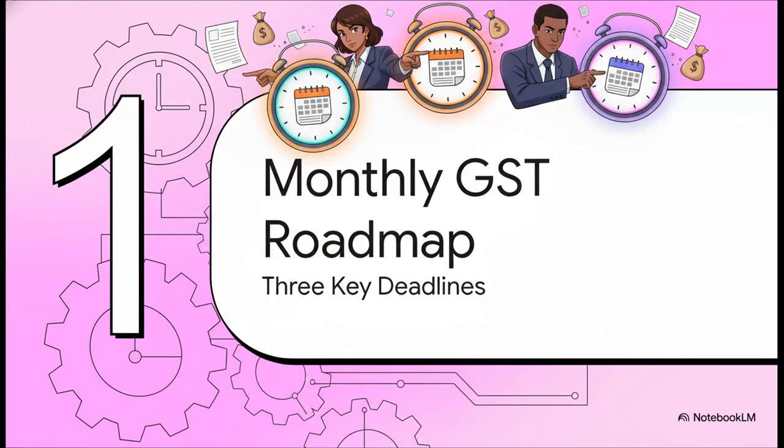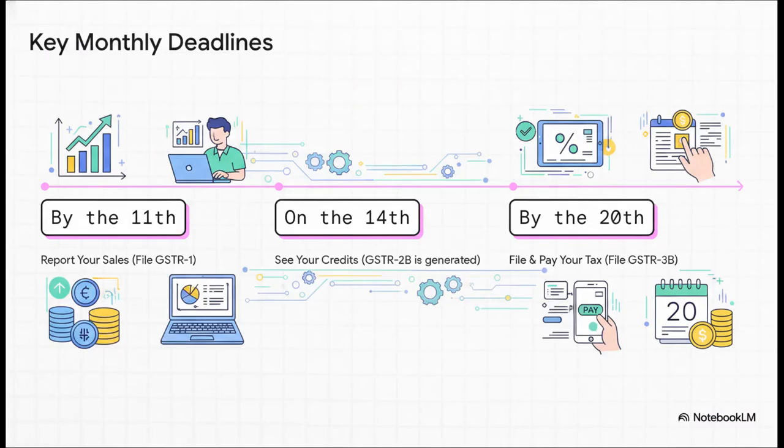All right, first up, let's talk about your monthly roadmap. The whole system, literally everything we're about to discuss, is built around 3 deadlines you've got to remember. Okay, get ready to etch these dates into your mind. By the 11th, you report your sales. That's GSTR1. Then, on the 14th, the system magically shows you your tax credits in your GSTR2B. And finally, by the 20th, it's time to pay your tax with GSTR3B. 11, 14, 20. This timeline, it's the absolute backbone of the entire monthly process.